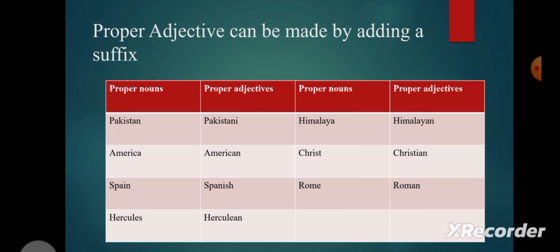Pakistan, Pakistani. Europe, European. Rome, Roman. Christ, Christian. Spain, Spanish. And in the same way, many other examples are present in grammar and you can quote them according to the formation of proper adjectives with the help of proper nouns.